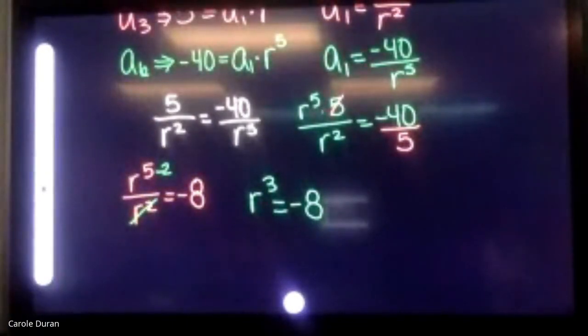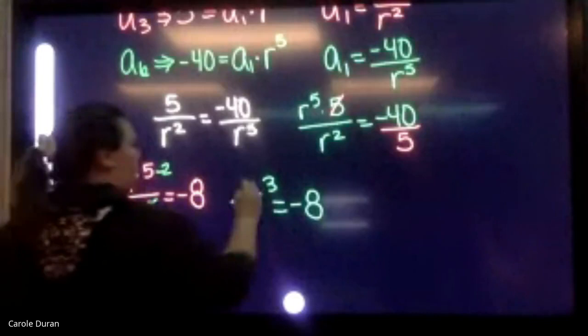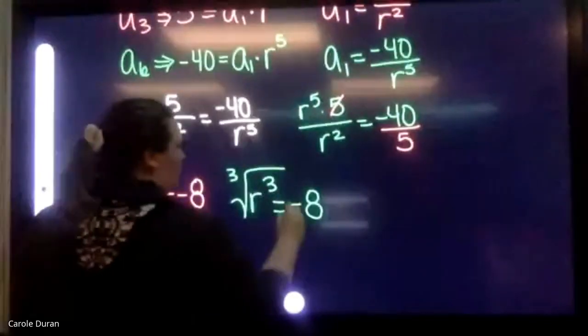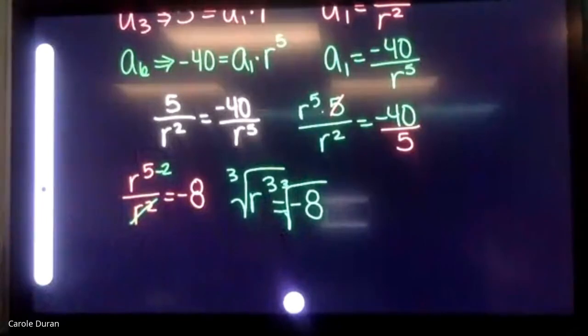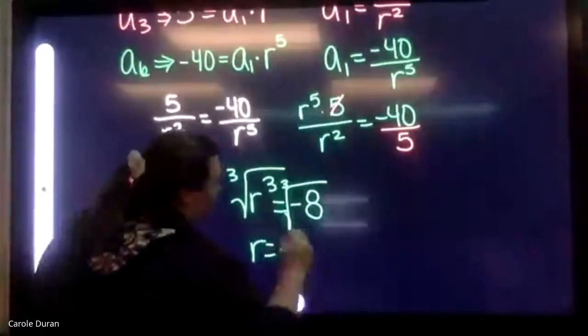And then I can easily solve R from here. How do I get R by itself without that exponent 3? Cube root. Can I take the cube root of a negative number? Yes. Any odd exponent can be done on a negative term because -2 times -2 times -2 does equal -8. So my R here is -2.